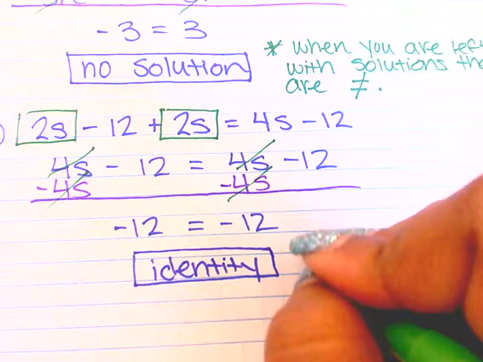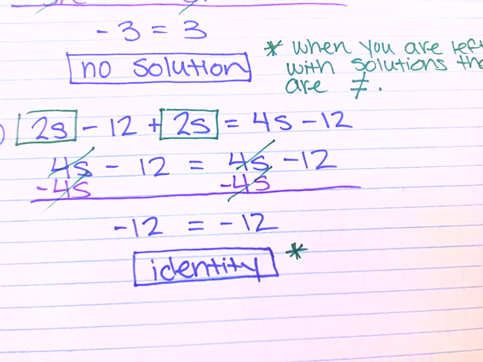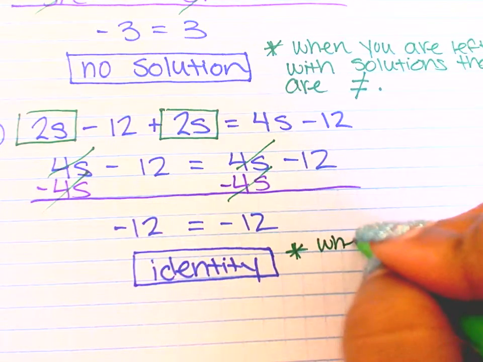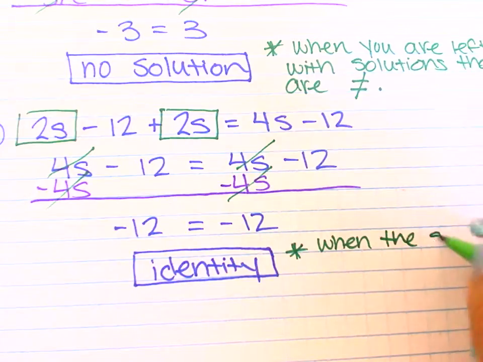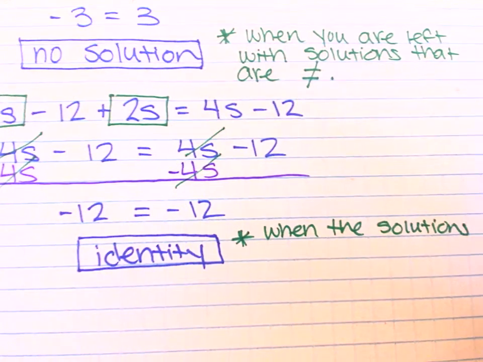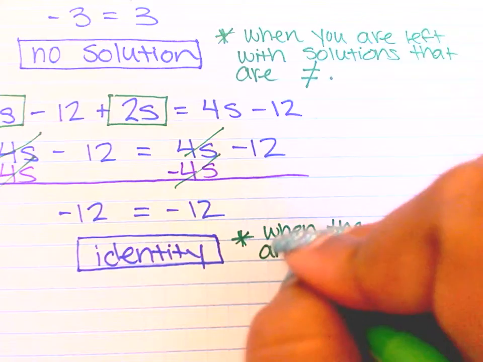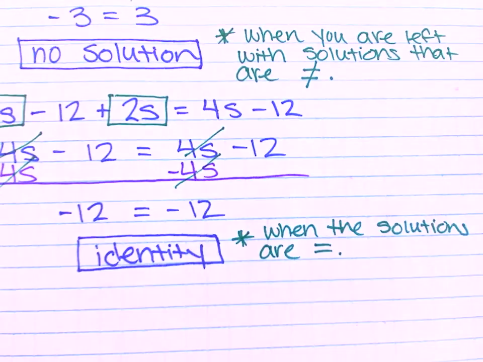So I'm going to write myself a little note in my notes so I know when I get home. This is when the solutions are equal. Write yourself a note. When the solutions are equal, that's what your answer is going to be. When the solutions are equal, your answer is identity.